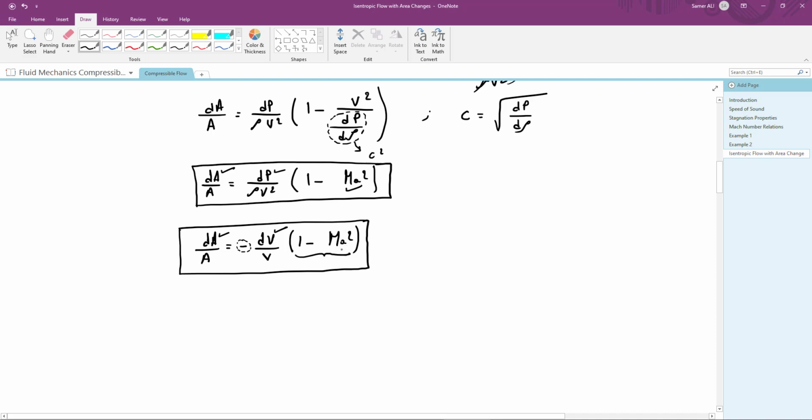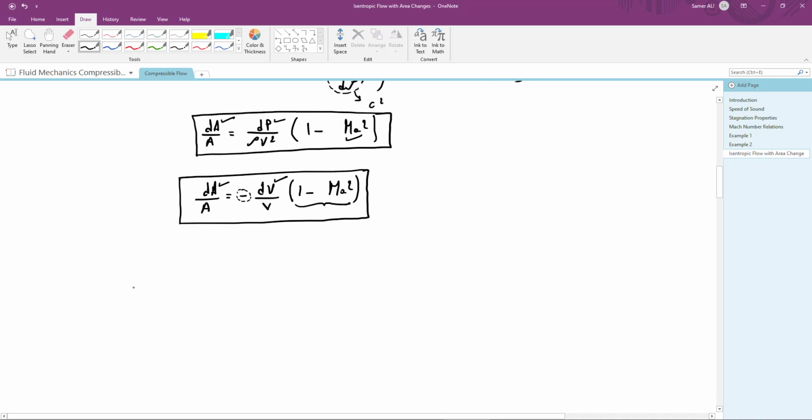However, if you take the case where the Mach number is greater than 1, now 1 minus Mach number squared will be a negative value multiplied by this negative sign. This will be positive. So now dA will have the same sign as dV. So if dA is positive, dV will be positive. So in other words, what does this mean? This means that in the case of supersonic flow, when the cross-sectional area increases, the velocity of the fluid will increase and vice versa. Okay, so let's write these conclusions. So first, we will consider subsonic flow.